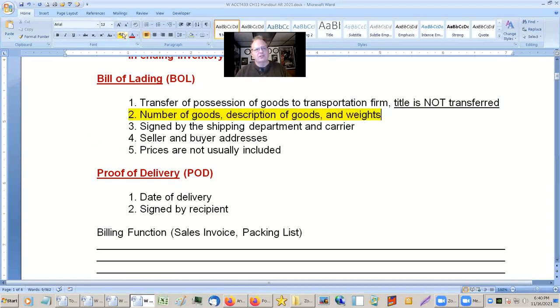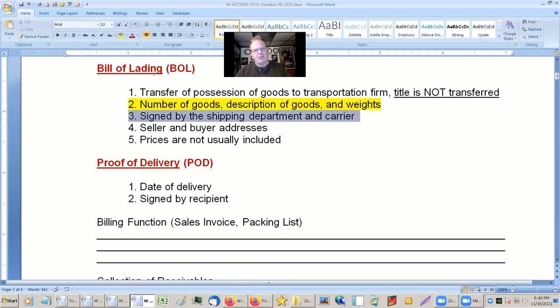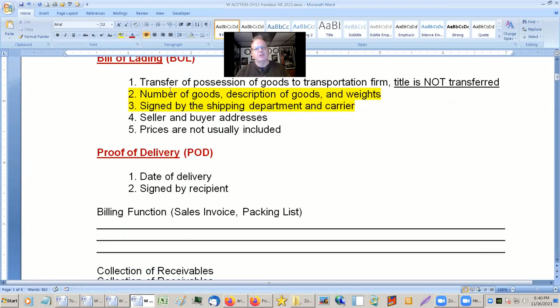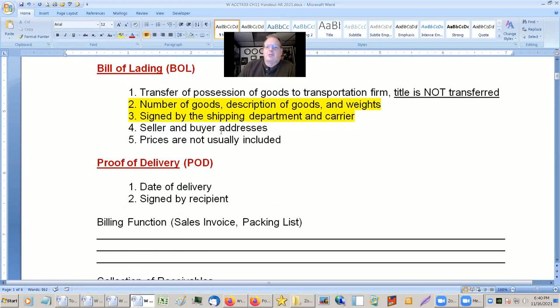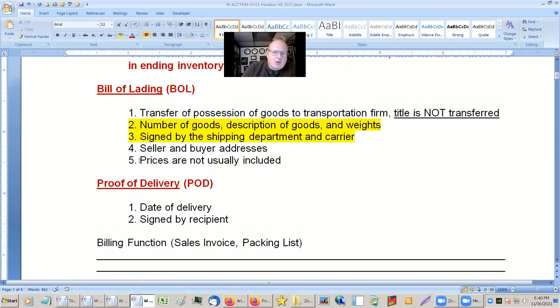What gets shown on there? There's a description and weights of it. It will be signed by both the shipping department and the carrier. Sold-to and buyer address, that's probably pretty obvious. But they generally don't have the prices on it. There's no reason to have the prices on it because, like you say, you're not transferring ownership to the trucking department. So this bill of lading is between the carrier and the seller.